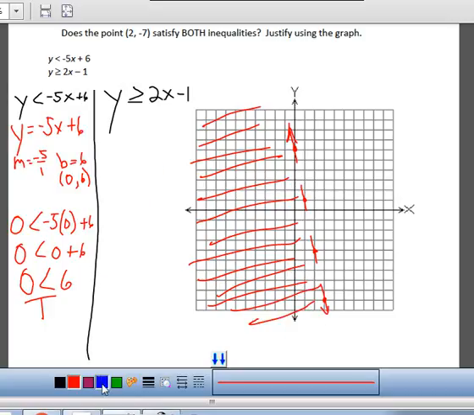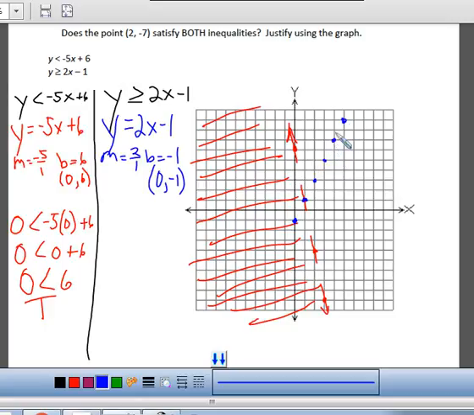Okay, now, switching colors, I'm going to deal with the other inequality. y is greater than or equal to 2x minus 1. So I'm going to treat that like y is equal to 2x minus 1. My slope is 2, or 2/1. My y-intercept is -1. That is the point 0, -1. So I'll put a dot there. And then I use my slope of 2/1. Up 2/1, there's a point. Up 2/1, up 2/1, and keep going.